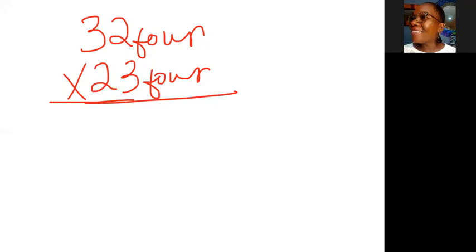Okay, let me see if I can use different colors. 3 times 2 is 6. Can we use the 6? No, we got to convert it. So we're going to convert that to base 4. 4 goes into 6 how many times? Once. With what left over? 2. So you drop the 2, carry 1.